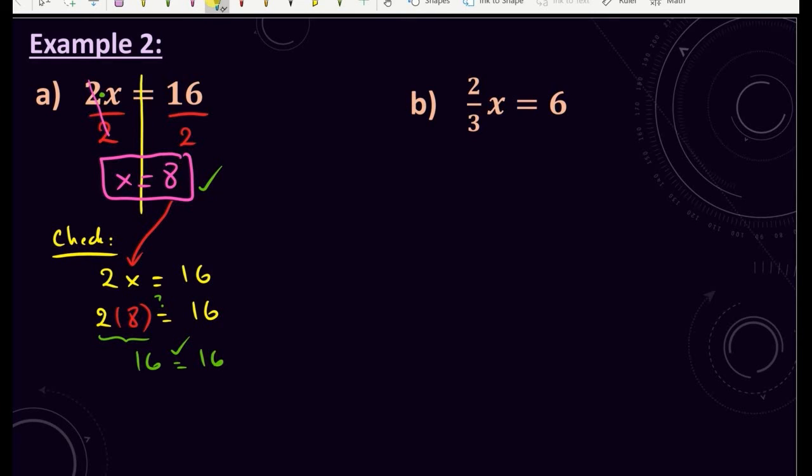Alright, part B. When you see a fraction, you will multiply with the reciprocal of the fraction. You may ask me what is the reciprocal. Basically, the reciprocal is flipping the fraction.